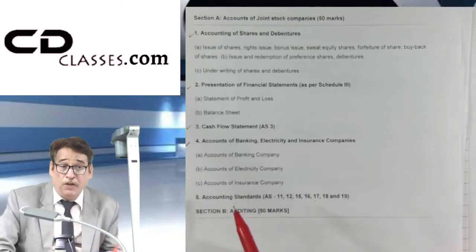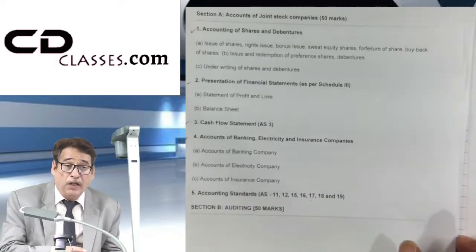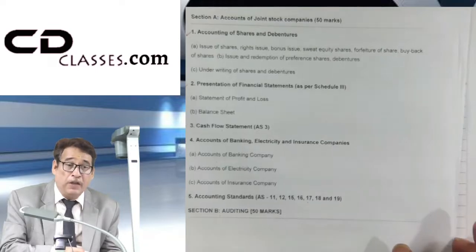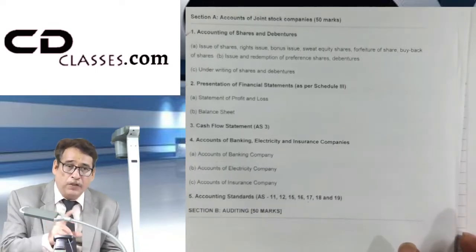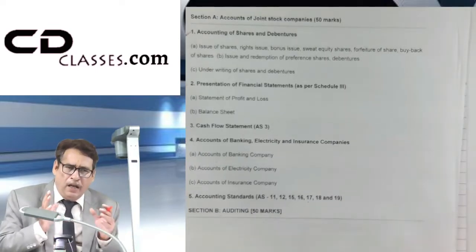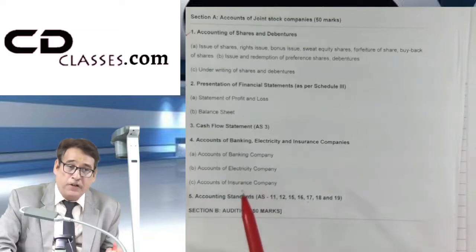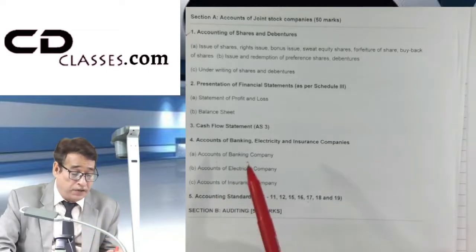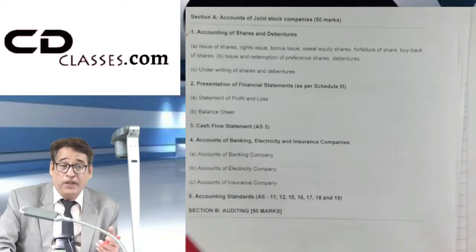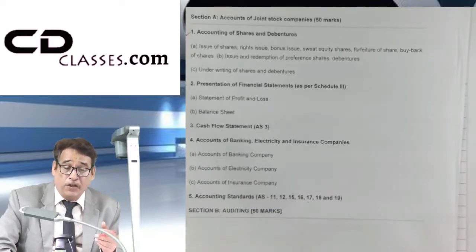And similarly, under insurance company, how the accounting is done by an insurance company. Insurance company is also known as insurer, and entire accounting of the insurance company is governed by IRDA, Insurance Regulatory Development Authority. Accounting of electricity is governed by Electricity Acts, and accounting for banking companies is governed by Banking Act, that is Banking Regulation Act 1949.